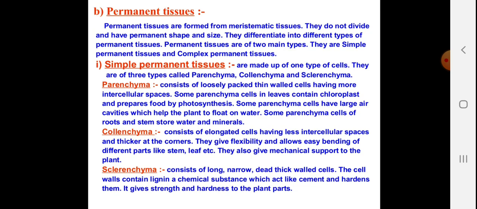They also give mechanical support to the plant. Some plants you cannot easily break or damage because of the collenchyma. Sclerenchyma consists of long, narrow, dead, thick-walled cells. The cell walls contain lignin, a chemical substance which acts like cement and hardens them. It gives strength and hardness to the plant. So mostly sclerenchyma works for providing strength as well as mechanical support to the plant.